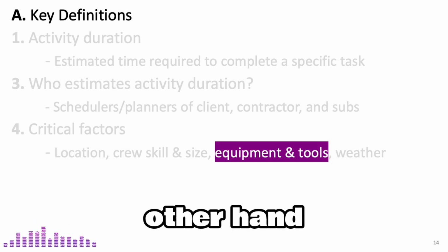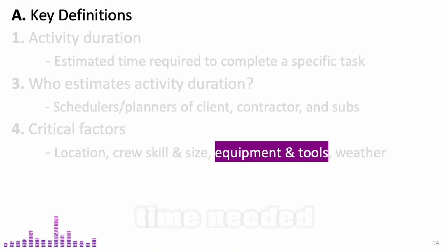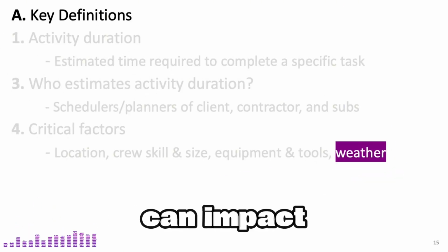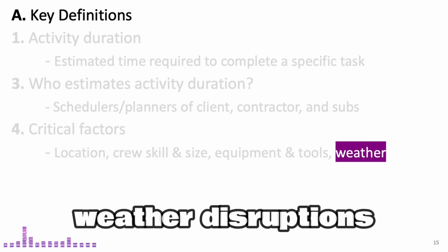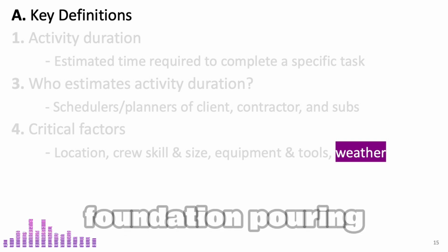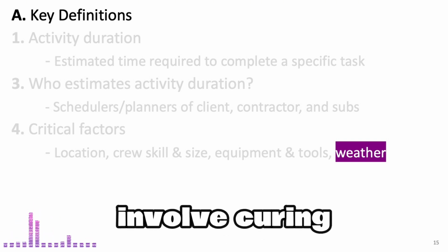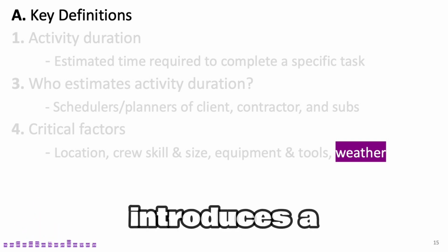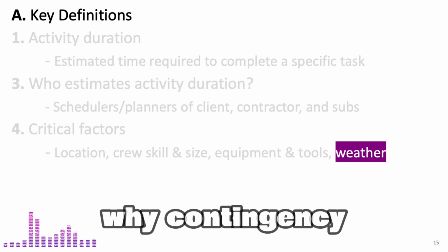On the other hand, having the right tools and machinery in good condition can streamline processes and reduce the time needed to complete tasks. Finally, weather is another crucial factor that can impact activity duration. Construction projects are highly susceptible to weather disruptions. Heavy rain or snow can halt work on outdoor tasks, like road paving or foundation pouring, while extreme heat can cause delays in tasks that involve curing concrete, making the process harder to control.